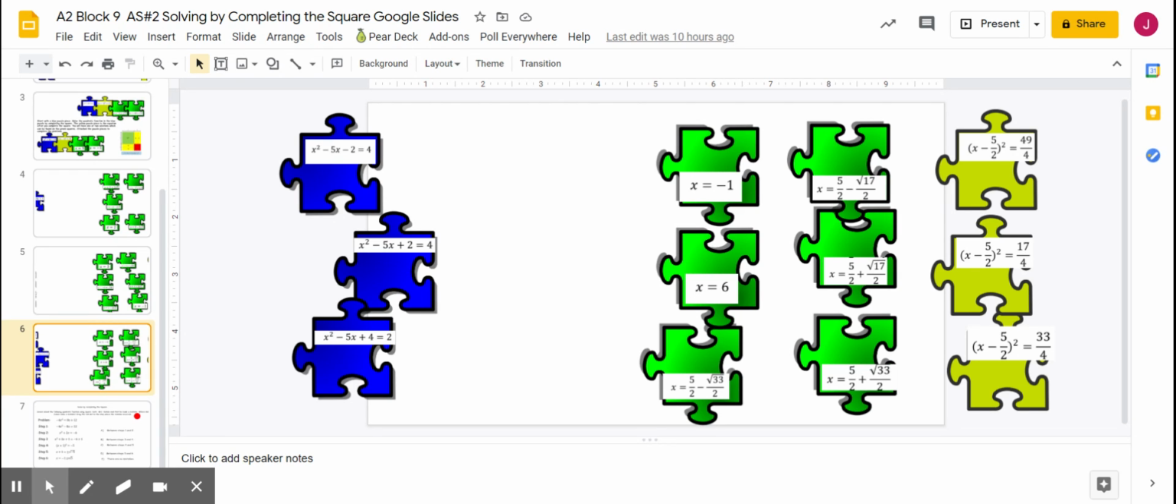I want to make sure that when I take half the middle number and square it, I add this to both sides. So I'm going to add it to the left and I'm going to add it to the right. And when I do that, I get x squared plus 9x plus 81 over 4 equals 11 plus 81 over 4.